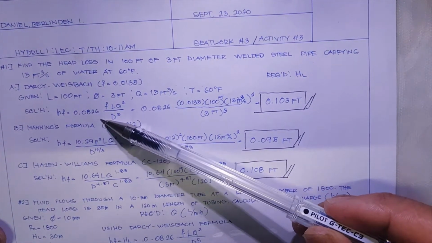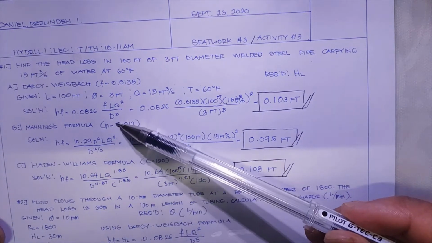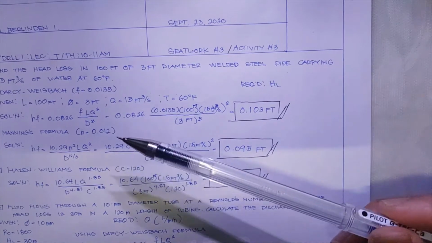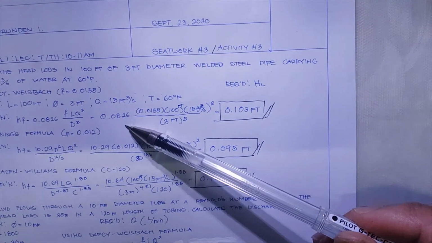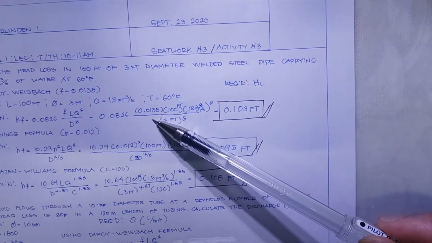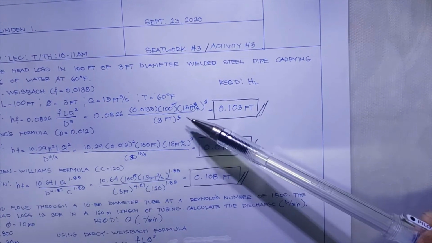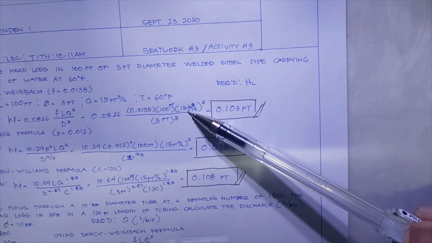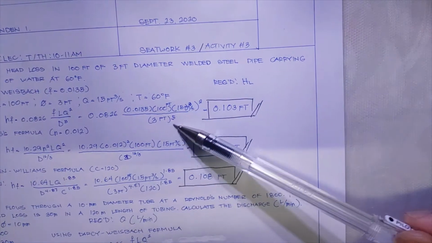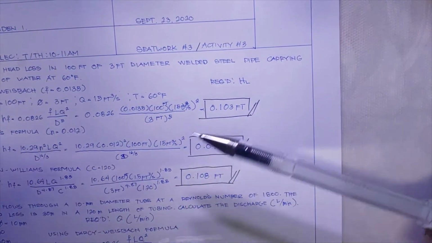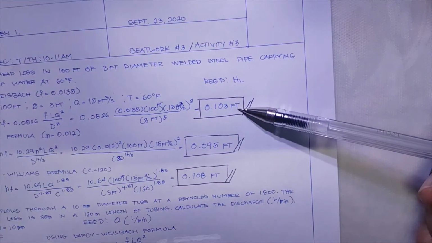0.0826 multiplied by F times L times Q squared over the diameter raised to 5. So substituting the values, 0.0826 multiplied by 0.0135 times 100 feet, which is the length, times 15 cubic feet per second squared over 3 feet raised to the 5. So it is equal to 0.103 feet.